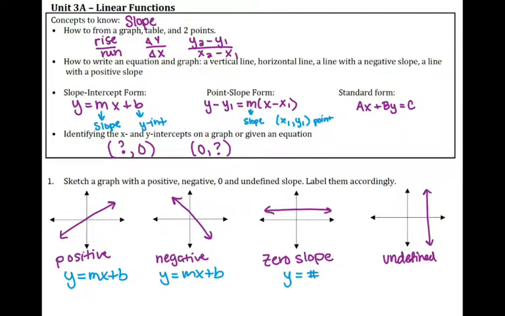And when I'm writing an equation for an undefined slope, that is going to be x equals whatever number it crosses the x-axis. So for these two scenarios, positive and negative, your equation should have both an x and a y. For zero slope, it's only y equals a number, and for an undefined slope, it's only x equals a number.